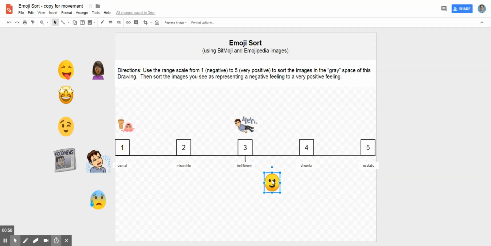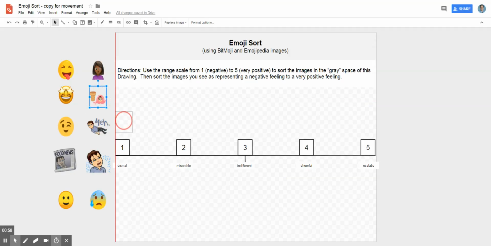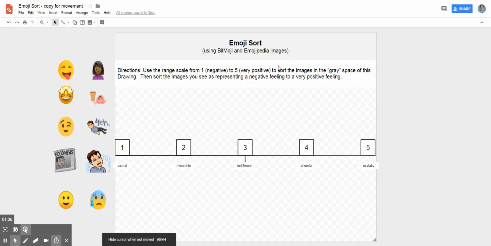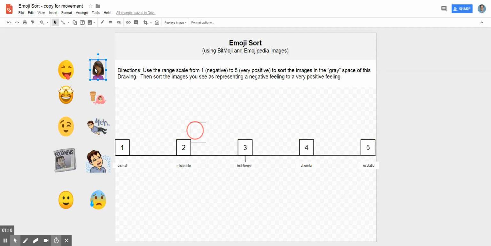I can do that by left click, hold, drag to a location that I feel best represents. So again, how to use this emoji sort that is in a Google Drawing: I would read the directions and I'm dragging the image that I feel matches up with the location.